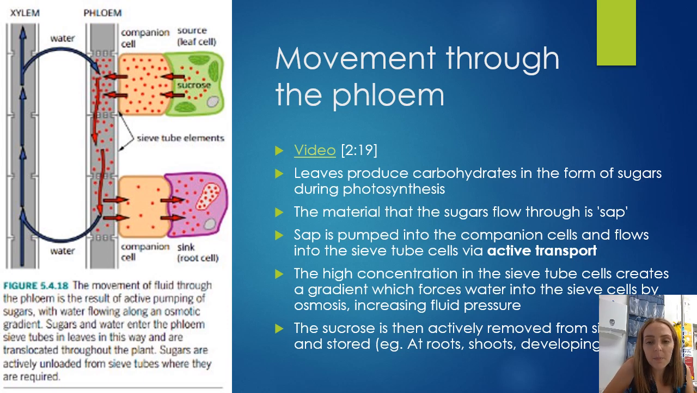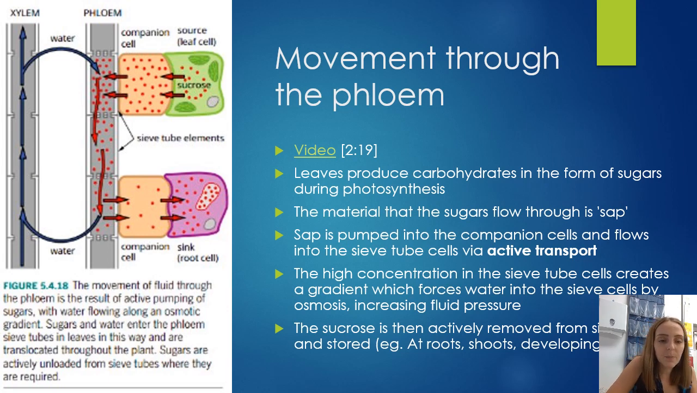So sap is pumped into the companion cells and flows into the sieve tubes via active transport. So this requires energy to do this. The high concentration in the sieve tube cells creates a gradient which forces water into the sieve cells by osmosis, which increases the fluid pressure. Sucrose can then be actively removed from the sieve cells and stored. So for example, at the roots, shoots, and developing fruits where sugar is most needed.